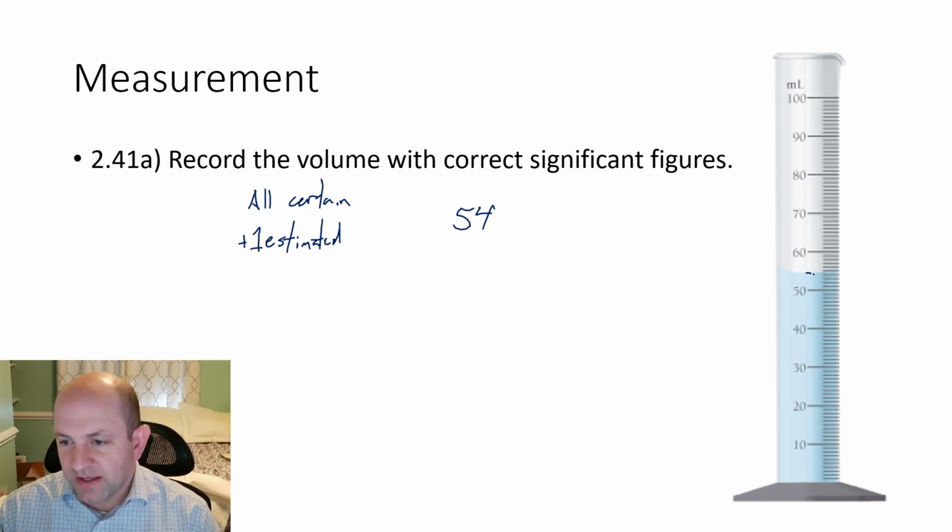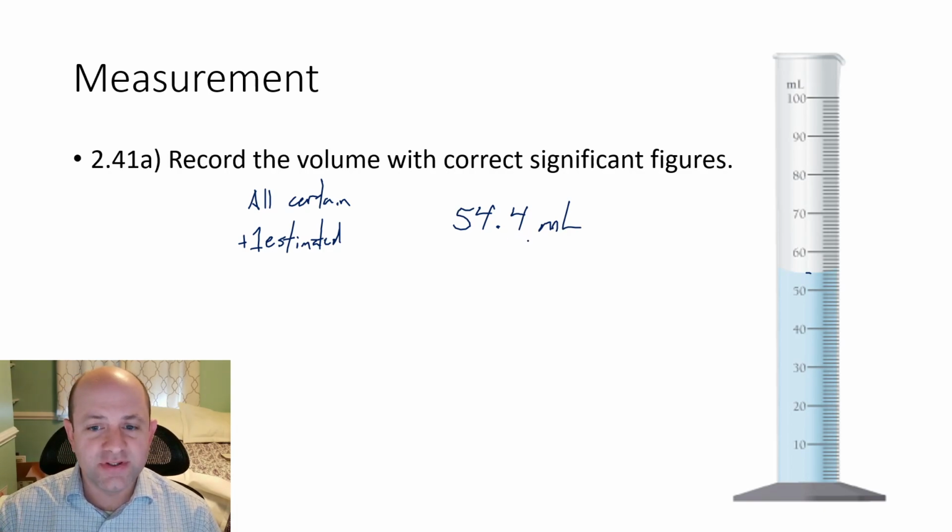And then I'm going to estimate. And, okay, yeah, this image is blurry. I had to blow it up from the image in the book. And so it's kind of hard to see, going over. I'd say it's a little bit less than halfway, but not much. So I'll say 54.4, and then this would be milliliters. But the beauty of this last digit, it's estimated.